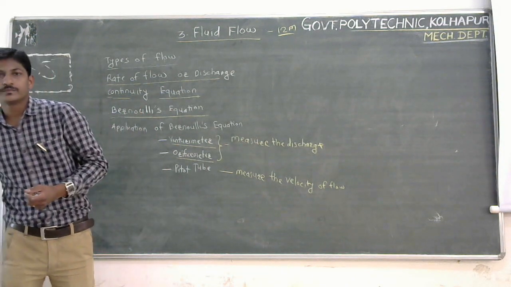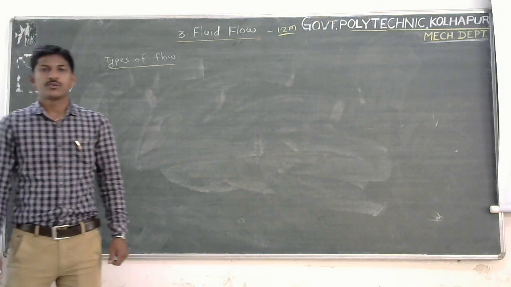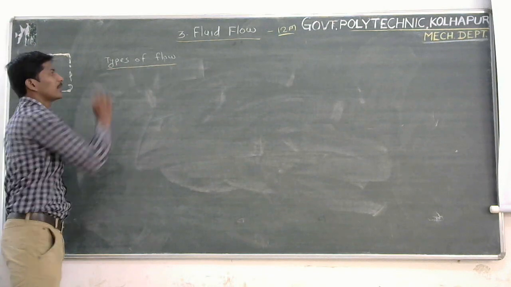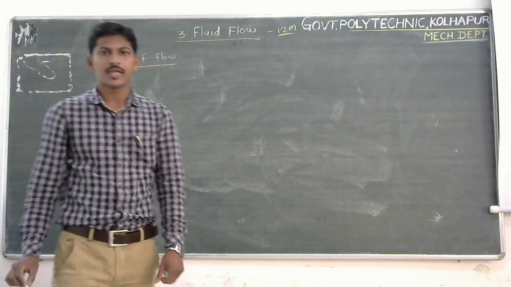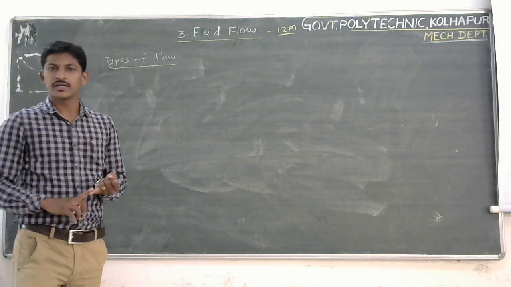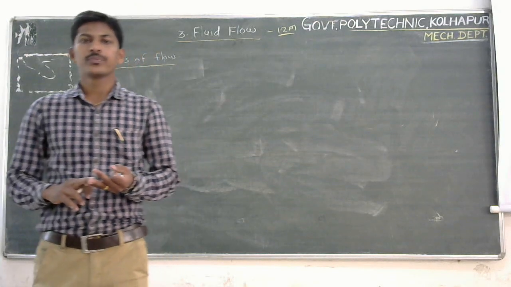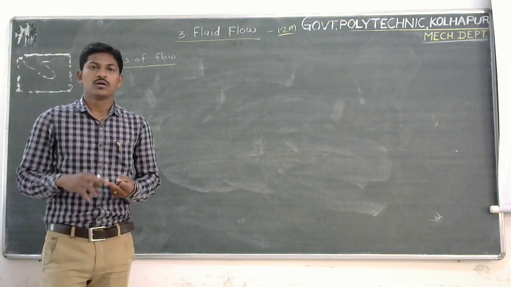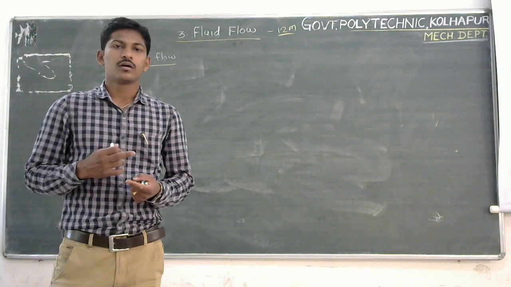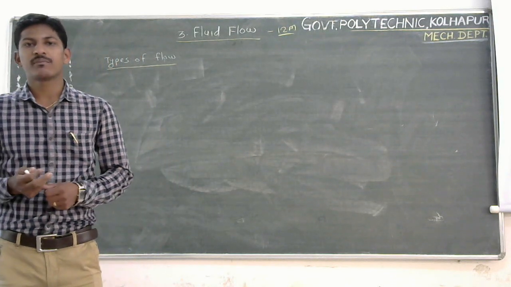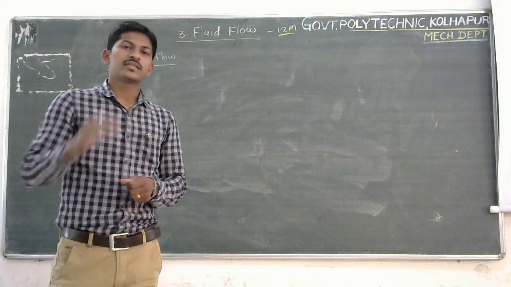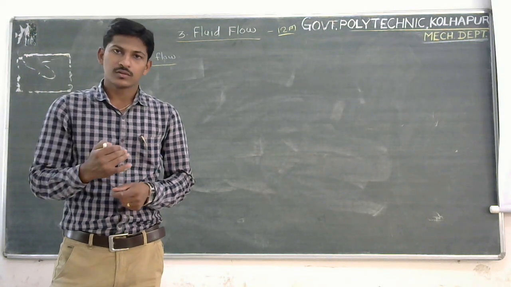Okay, so we will start. This topic we will start with the types of flow. There are various types of flow: steady flow, unsteady flow, uniform flow, non-uniform flow, laminar flow, turbulent flow, compressible flow, incompressible flow, rotational flow, irrotational flow, and one-dimensional, two-dimensional, and three-dimensional flow. So there are various types of flow, and we will see them one by one.